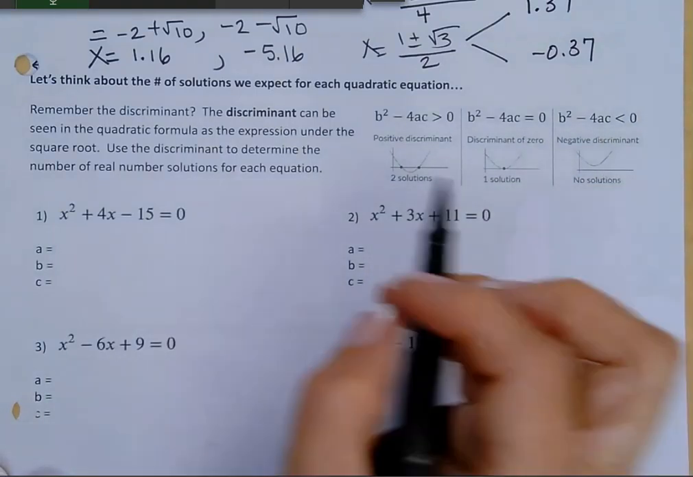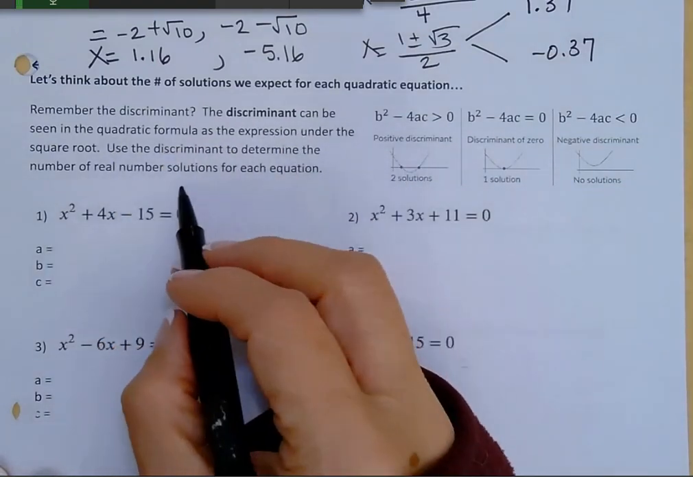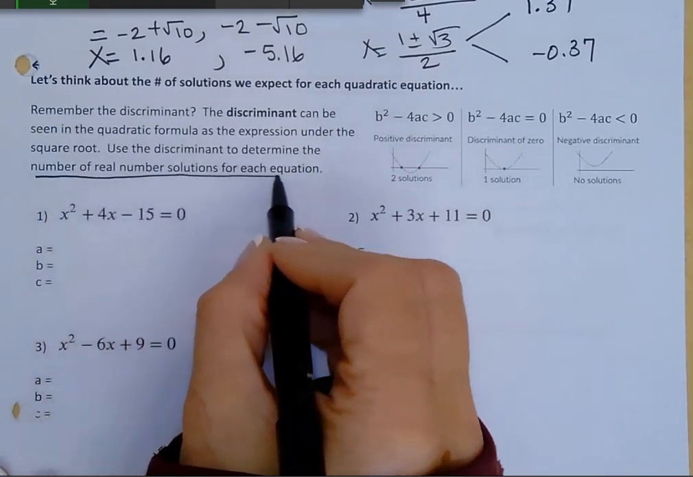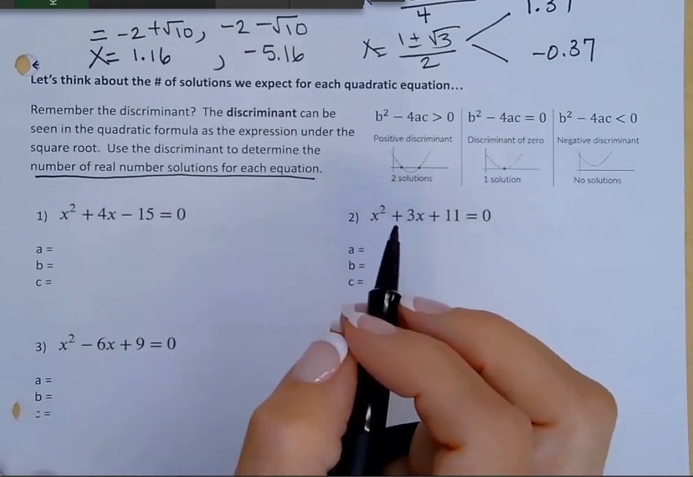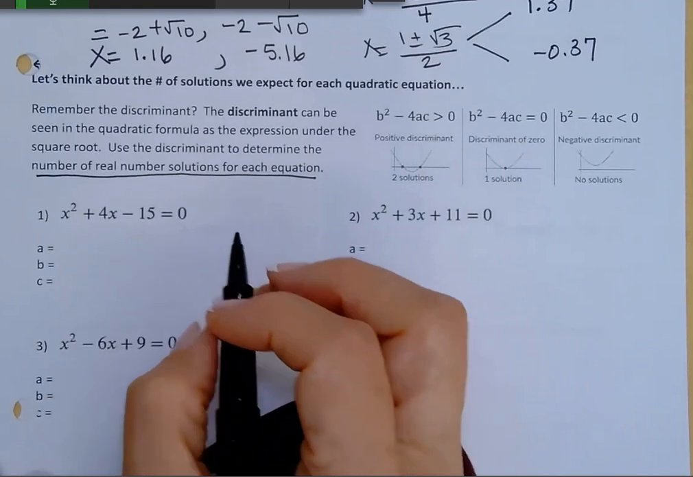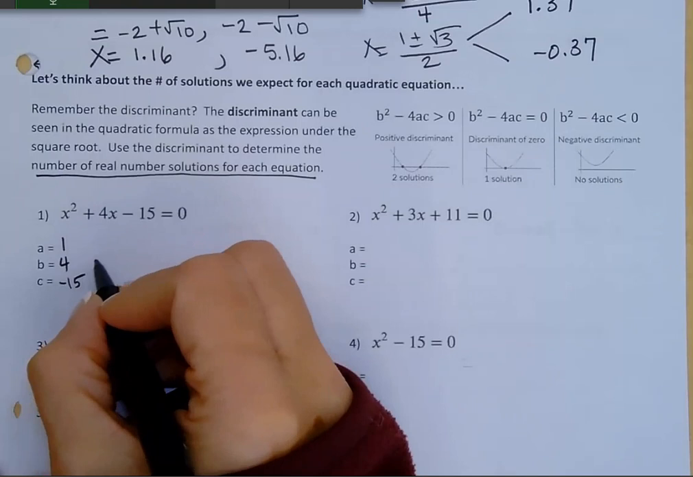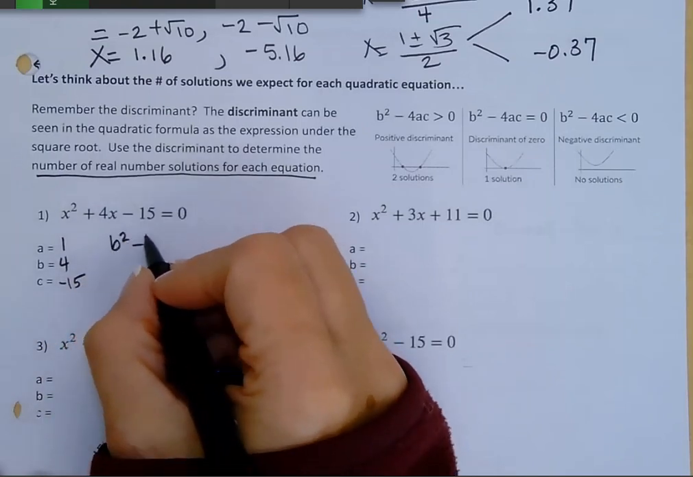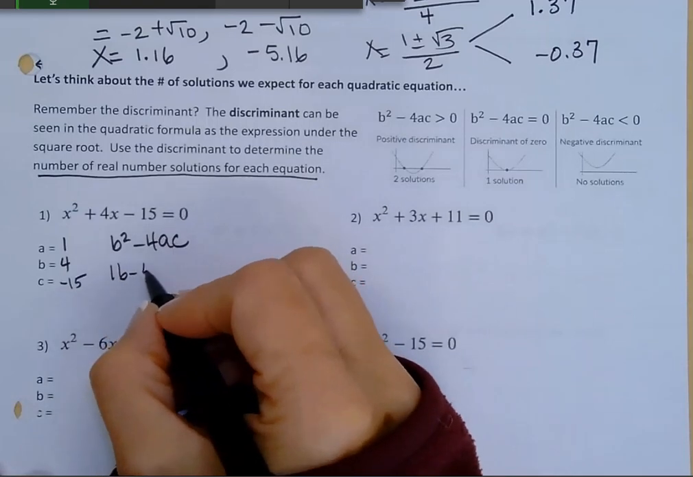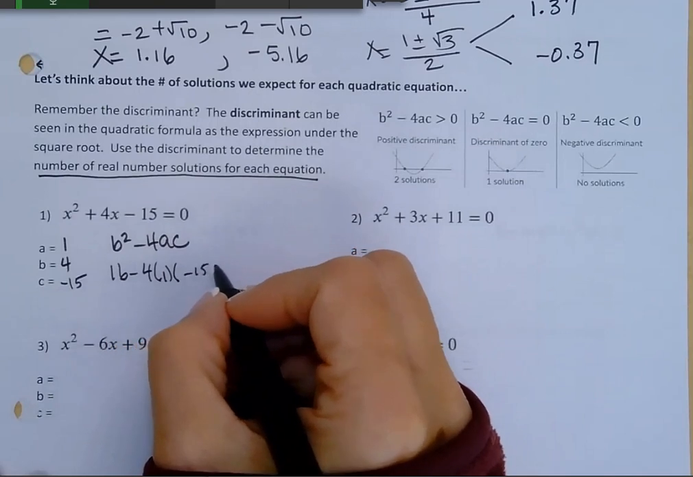All right, so the discriminant can be seen in the quadratic formula, and we're going to use the discriminant to determine the number of real number solutions for each equation. That's all we're doing. Okay, how many solutions do we have? How many times is it going to cross x? So here a is 1, b is 4, c is negative 15. I just want b squared minus 4ac. That's my discriminant. And so I have 16 minus 4 times 1 times negative 15.